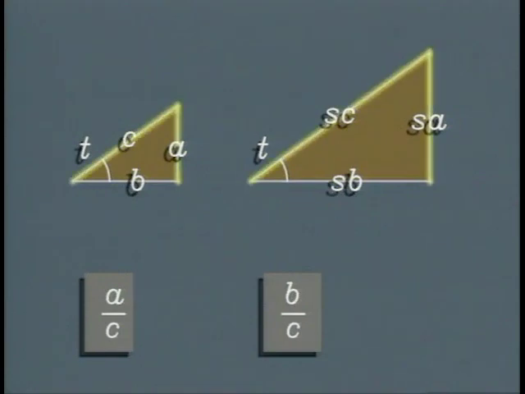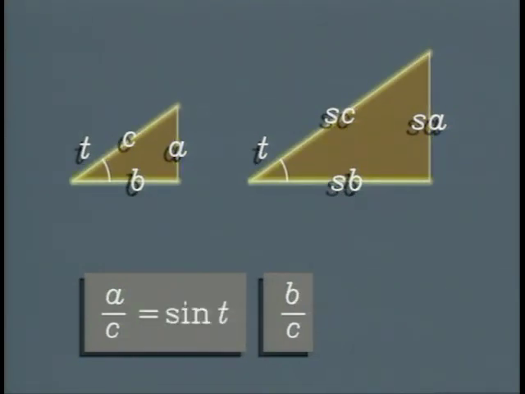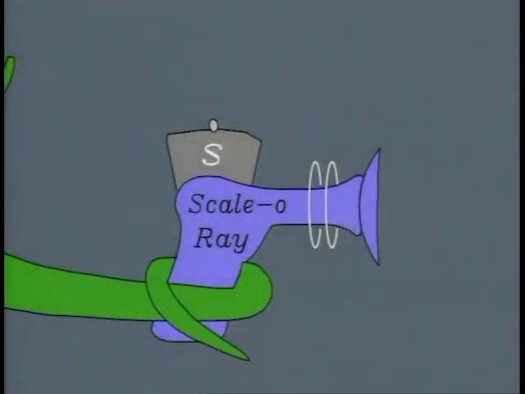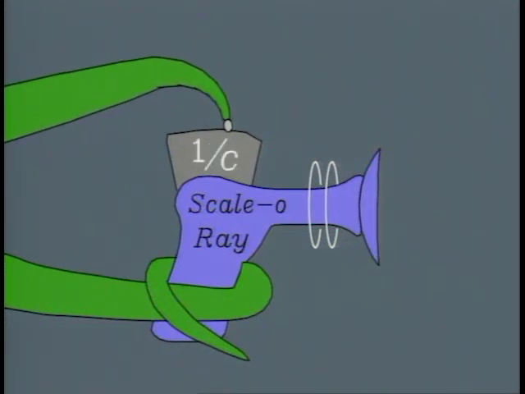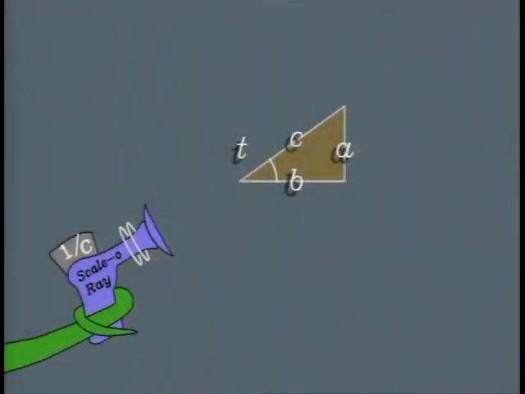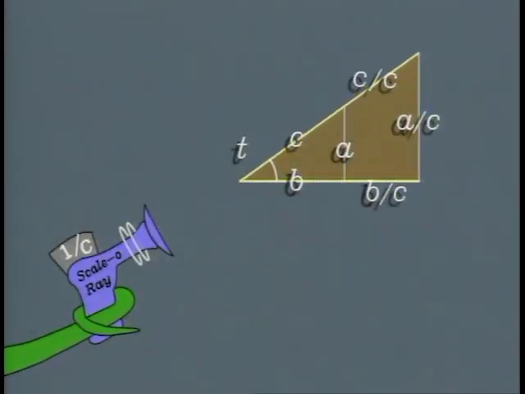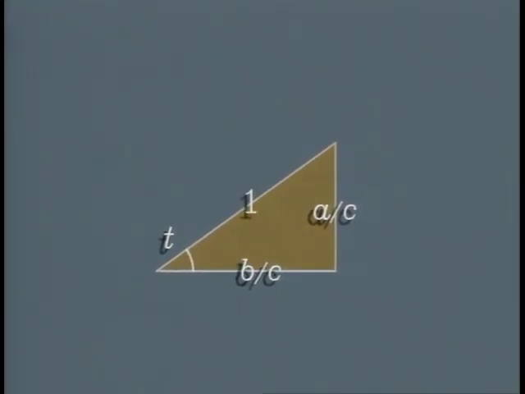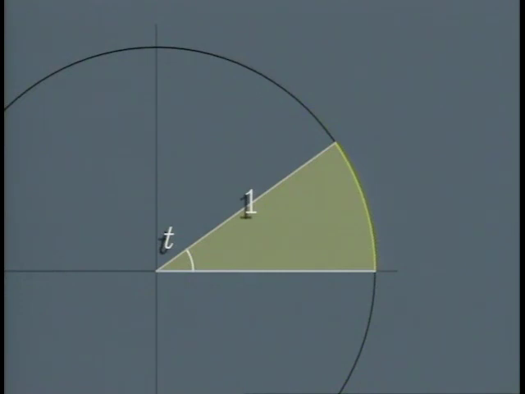Now we will show that the ratio a over c is equal to the sine of t, and the ratio b over c is the cosine of t. Scale the triangle by the particular scaling factor 1 over c. This gives a triangle with a hypotenuse of length 1. Use this as the radius of a unit circle. Then t is the radian measure of this angle.